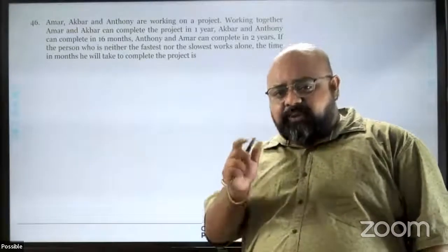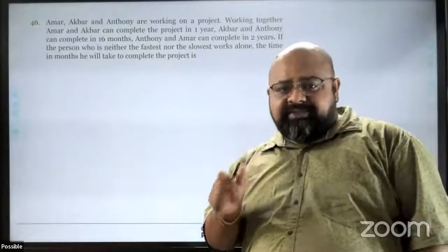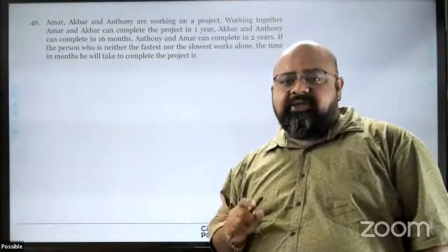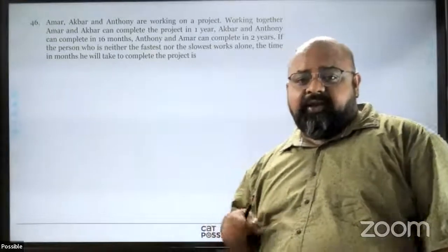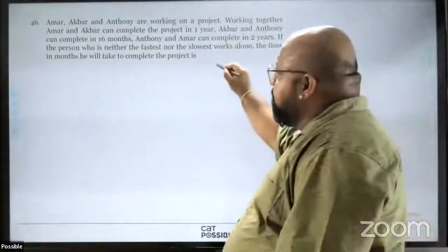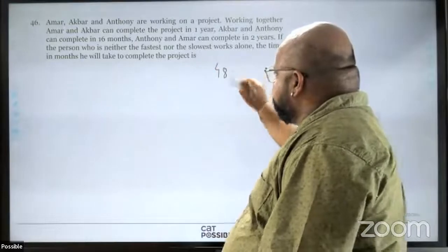Now the time given is 12 months, 1 year, 16 months and 24 months, 2 years. So I look for the amount of work that is a multiple of 16, 12 and 24. So let the work be of 48 units. Sorry.